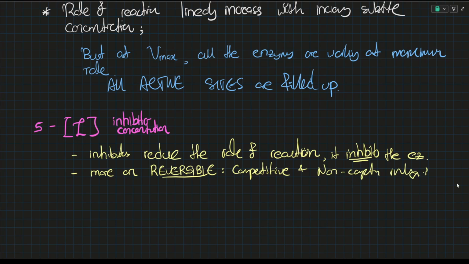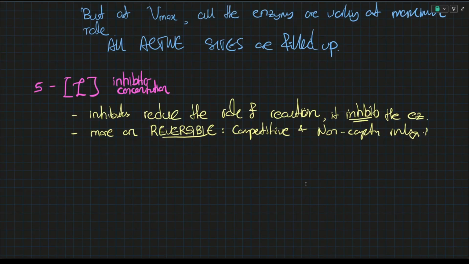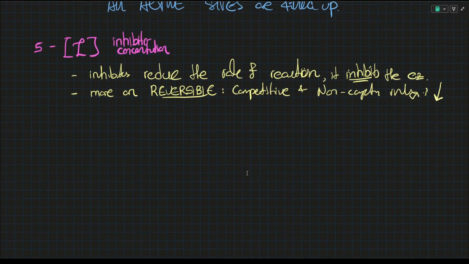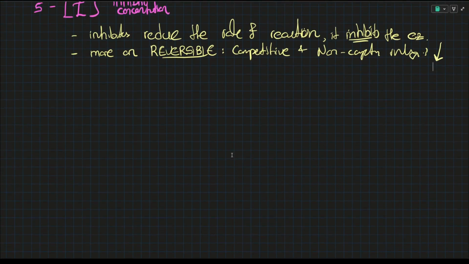Okay, that statement I wrote too fast and you're not going to understand it. Here we're going to be talking about reversible, competitive and non-competitive inhibition. All of that will be talked about below. We're going to be talking about reversible inhibition, competitive inhibition and non-competitive inhibition and how all of these things are going to play an effect.